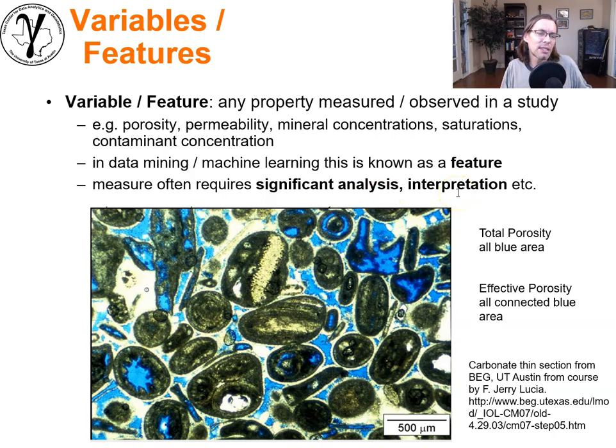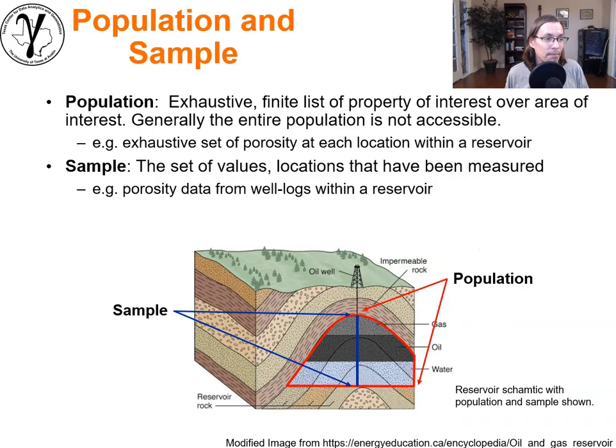Now, the measure often requires significant analysis and interpretation. And so when we say something's a feature, we have to step back and admit that there probably was work that went into actually making that calculation. Many of the features we work with, we don't directly observe. We have to do some type of analysis to back out some type of inversion, some types of interpretations in order to get to the feature. And we'll talk more about that, hard and soft data.